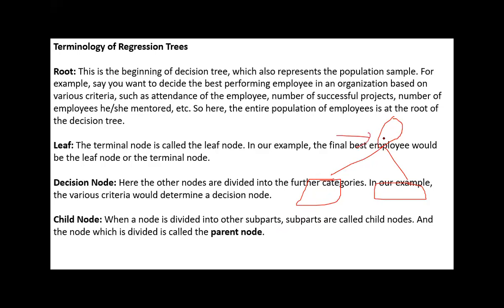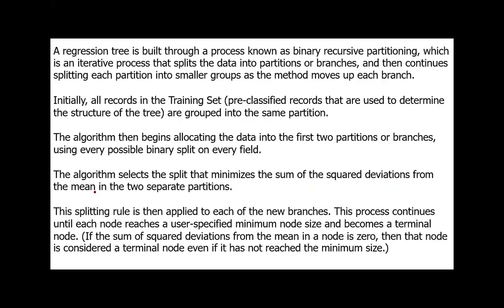Here, the decision node has splits like less than or equal to 25, or between 30 to 40. All the nodes that have such splits are called decision nodes.